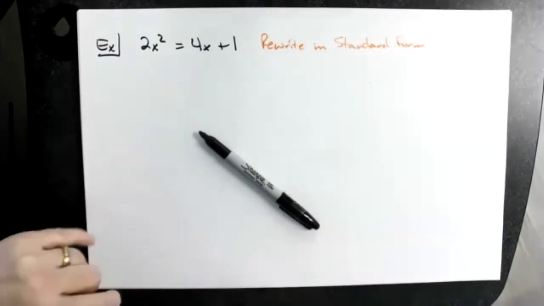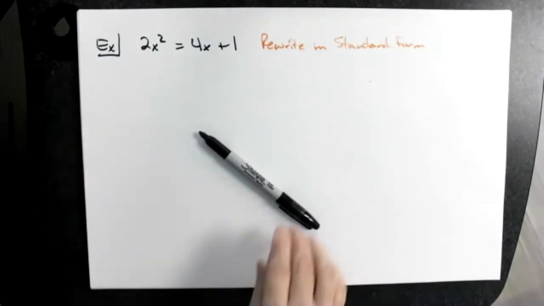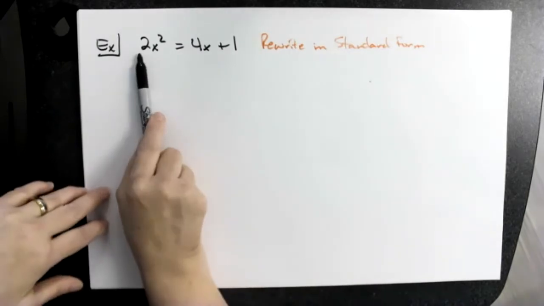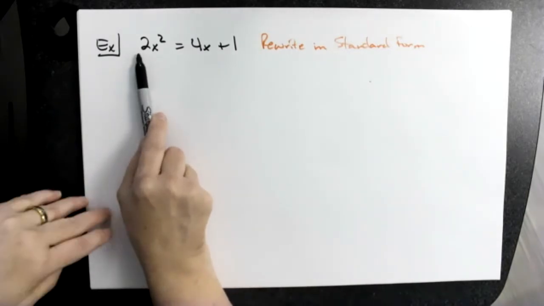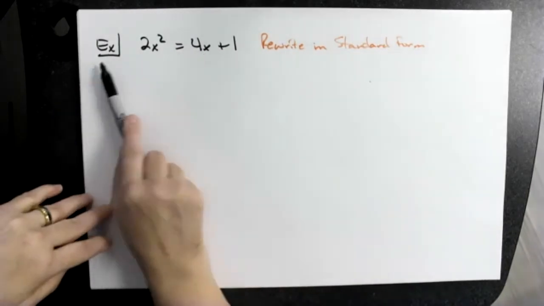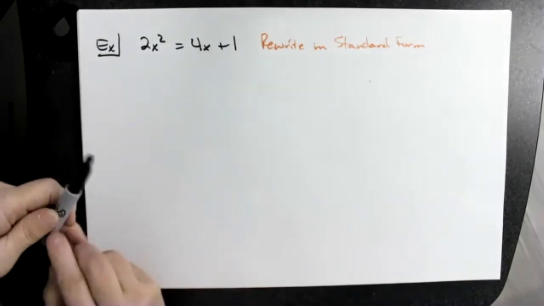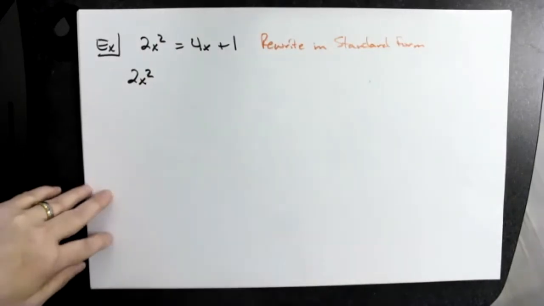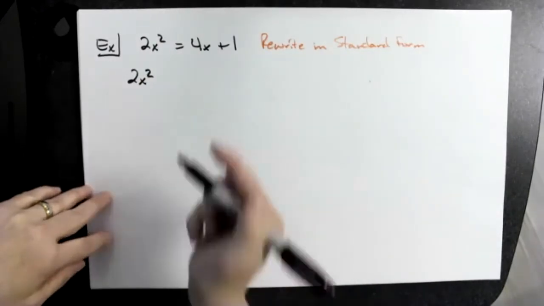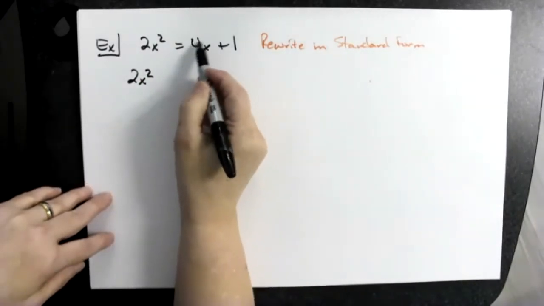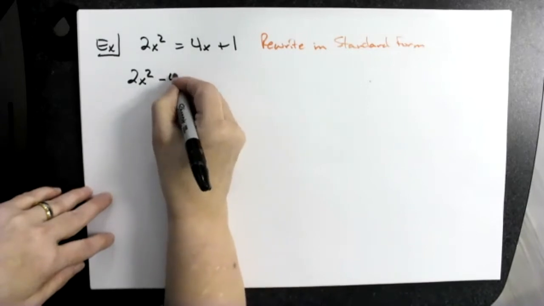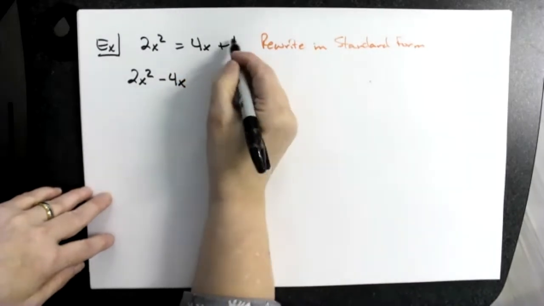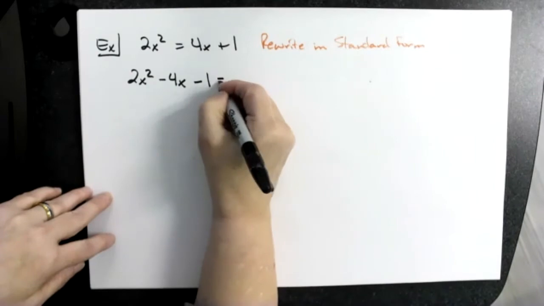So basically, move everything to the left. Personal preference, I want that leading coefficient to be positive. It just makes life a whole lot easier. So I'm going to move the 4x to the left and the 1 to the left. It's going to look like 2x squared, and I'm going to make sure I write them in the order that I need them. Crossing the equal sign, that's going to be a minus 4x. Crossing the equal sign with this one, it's going to be a minus 1.